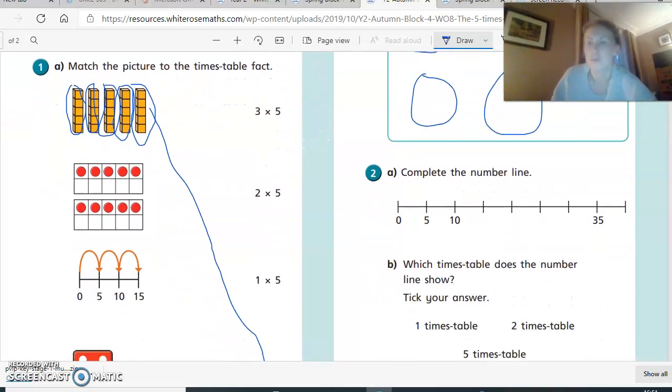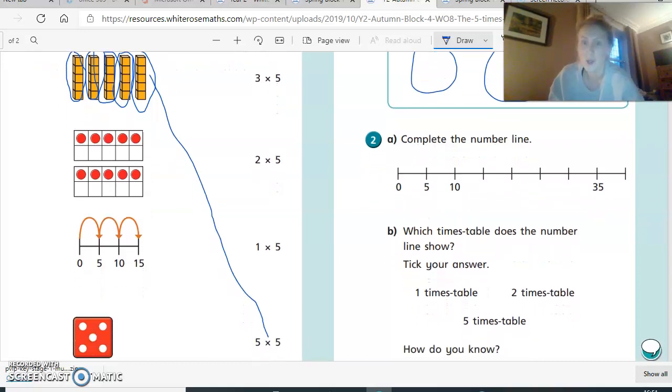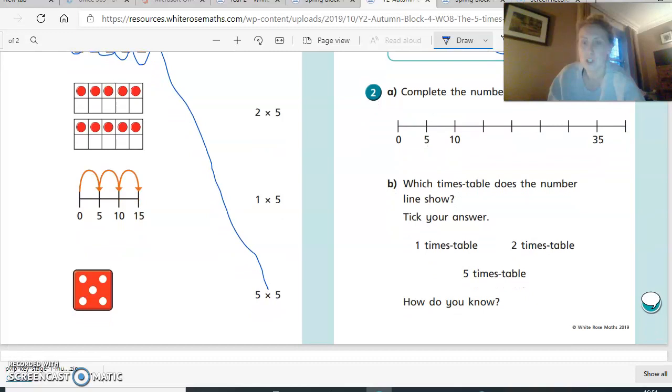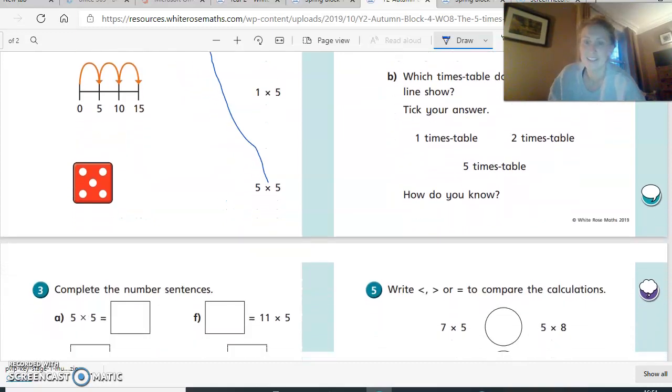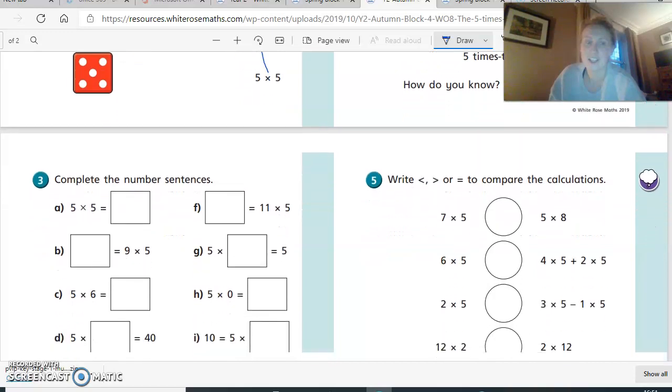Complete this number line. We've already gone through a number line. I know you can complete that number line by counting in 5s. Okay? Next, which times table does the number line show? Oh, I might have just given that one away. I'm not going to tell you.